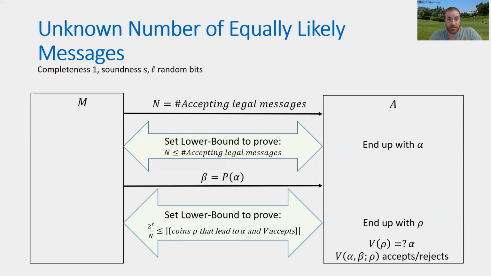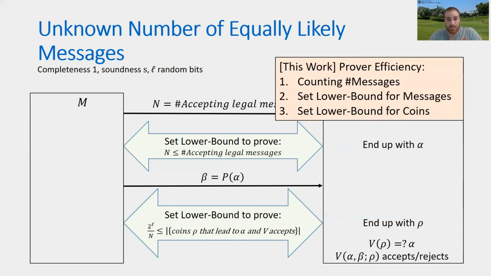So going back to what we're interested in, the prover's running time. What does the prover have to do in this protocol? Well, it has to count the number of accepting legal messages in order to send it. And then it has to take its part in the set lower bound protocol for both the messages and the coins.